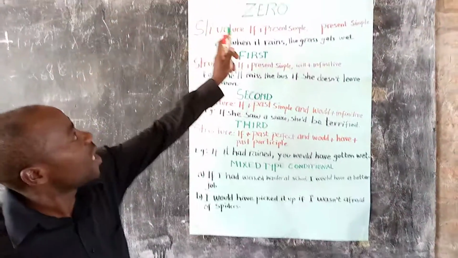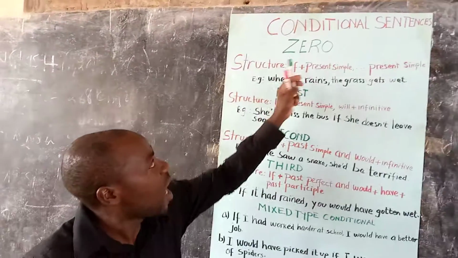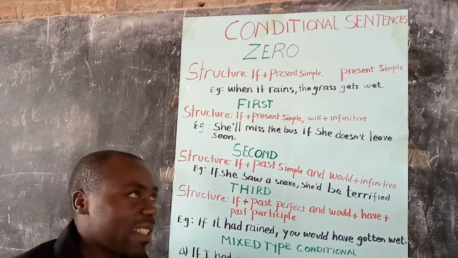Listeners, today we are going to talk about conditional sentences. Here we have five types of conditional sentences.